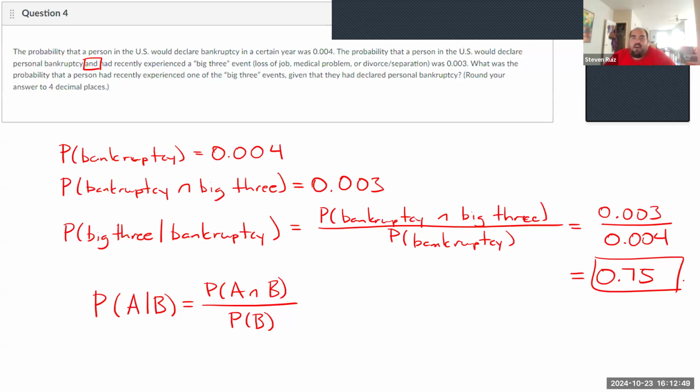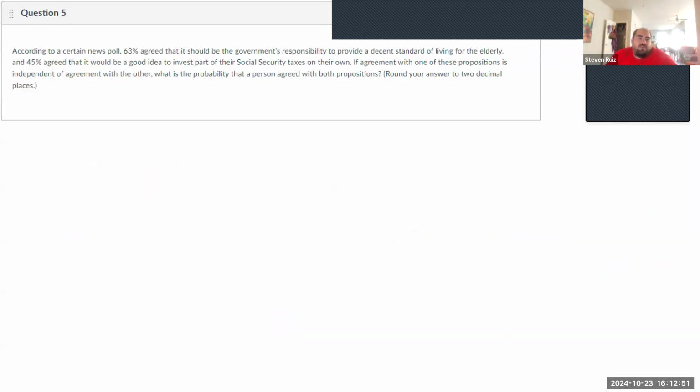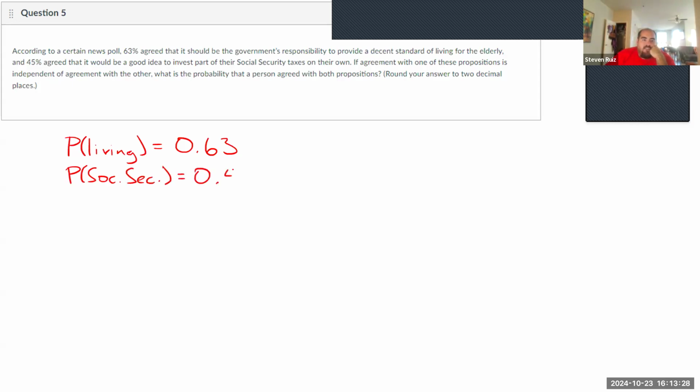All right, moving on to question 5. According to a certain news poll, 63% agreed that it should be the government's responsibility to provide a decent standard of living for the elderly. I'm going to call that probability living, so that is 0.63. And 45% agreed that it would be a good idea to invest part of Social Security taxes. Okay. So the probability of Social Security is 0.45.